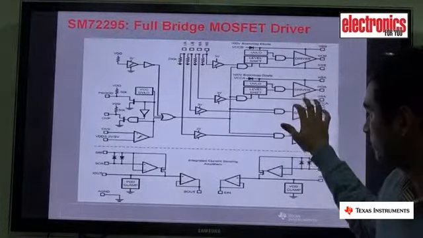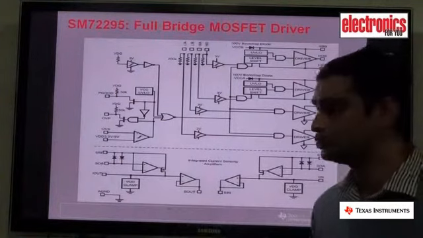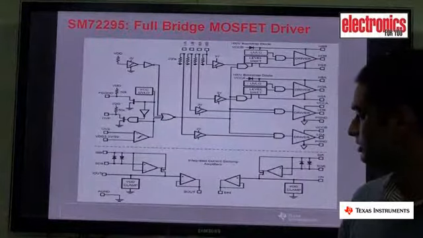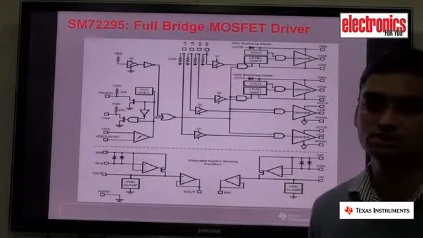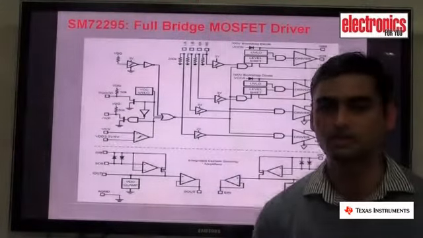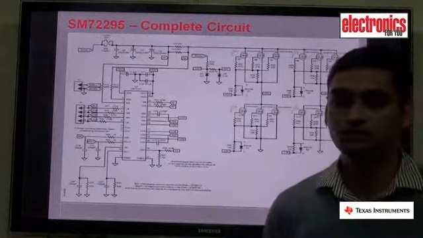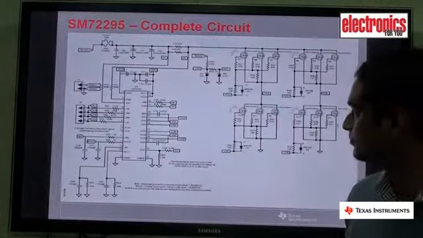Apart from these bootstrap diodes, your MOSFET drivers generally do not come with a current sensing amplifier, but for this typical IC, the current sense amplifiers are inside the IC, and you can use these current sense amplifiers to sense the battery charging and discharging current. So this circuit explains the full bridge configuration of your MOSFET driver stage.